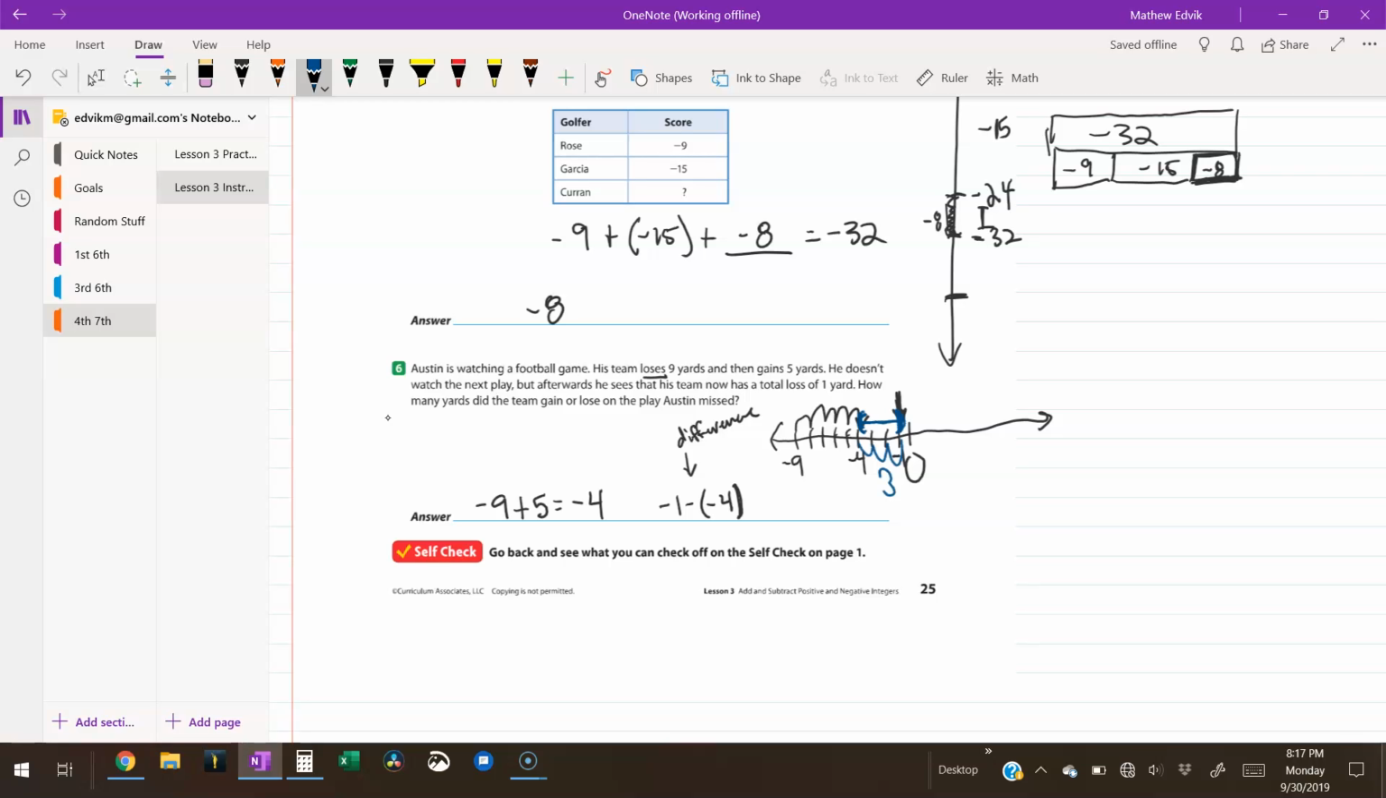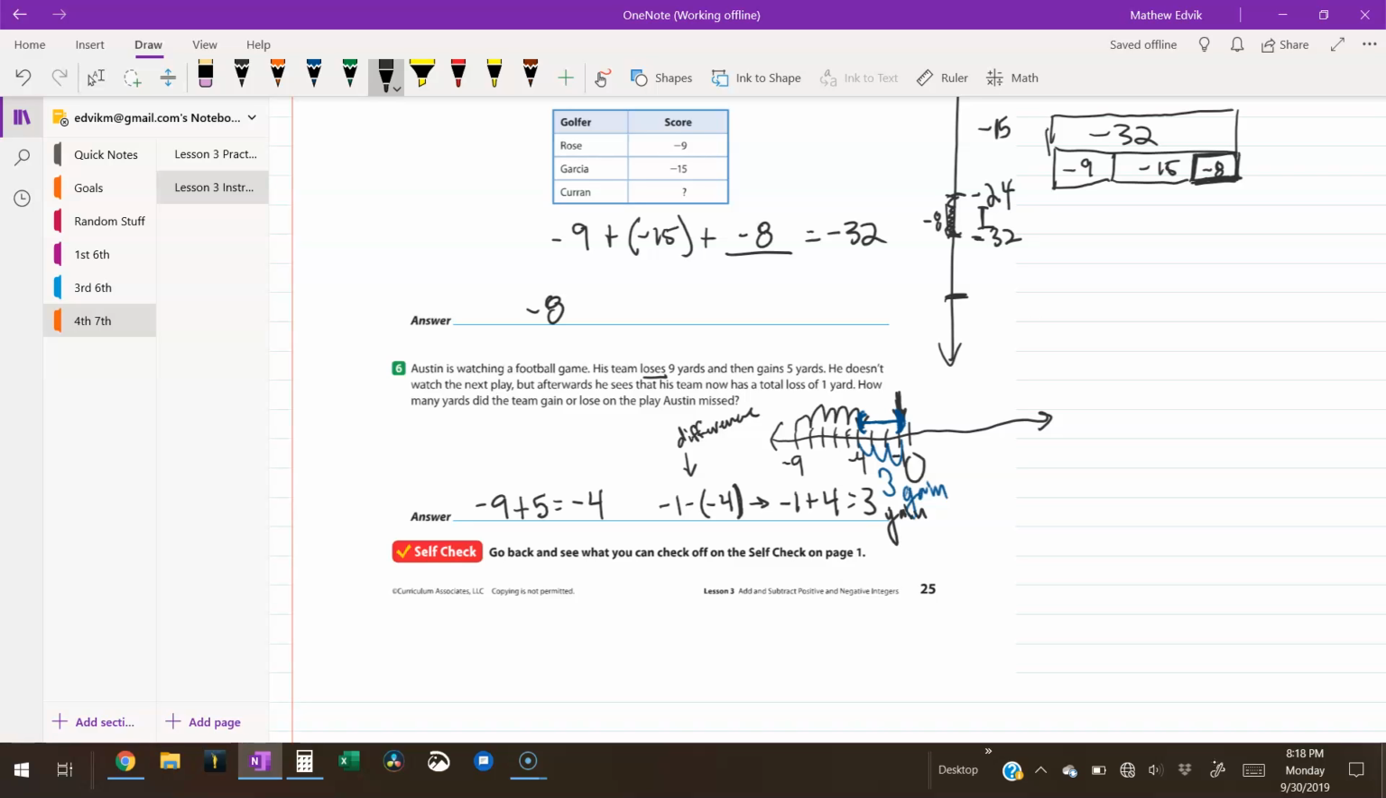So they gained 3 yards. But if we're setting up the difference between -4 and -1, then what we want to do is turn this into an addition problem. And so that is -1 plus 4, which equals 3. So once again, a 3-yard gain is the result.